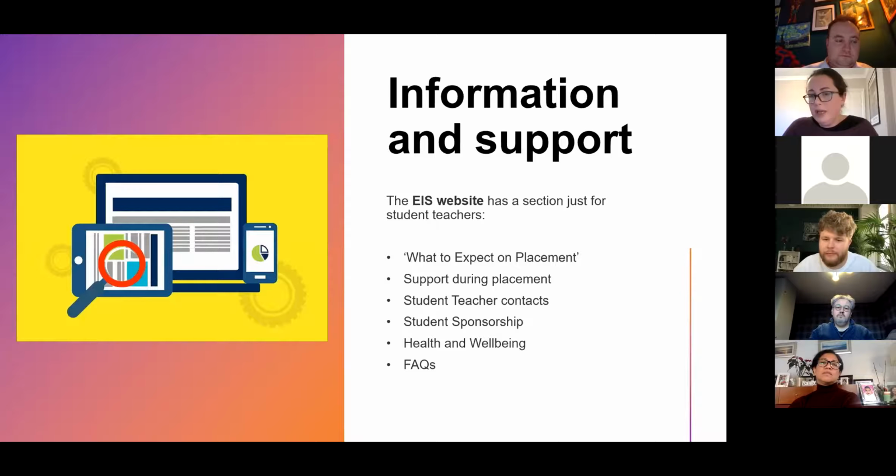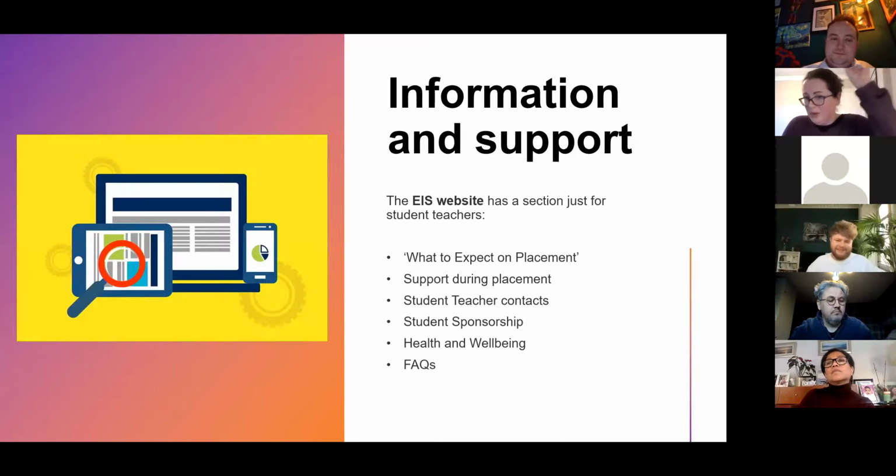And yeah, the EIS website has a special section just for you. I'm trying to think, there are tabs along the top. I can never remember which one it is. Select one of the tabs along the top, and on the drop-down menu, it will say students. That's your section. So yeah, lots of information about health and wellbeing.